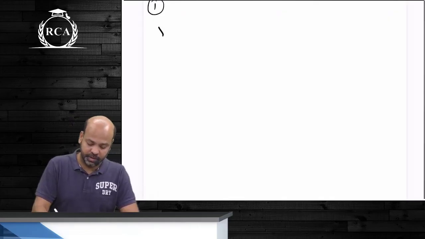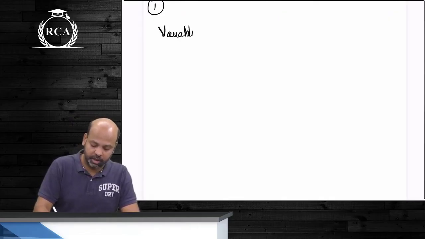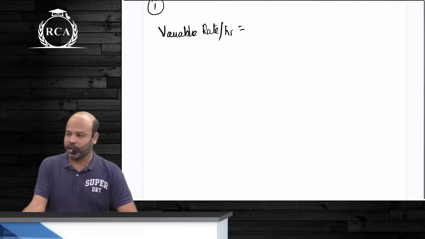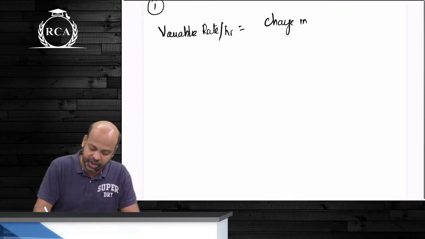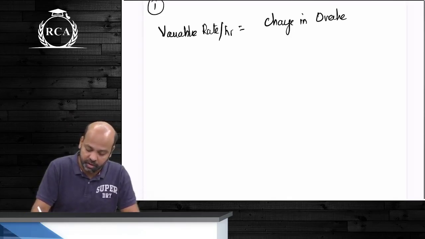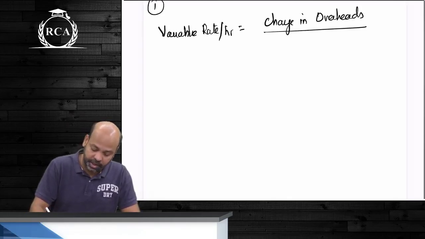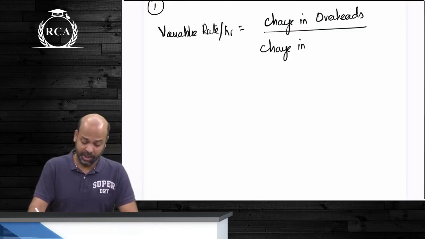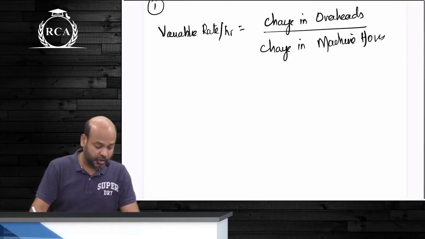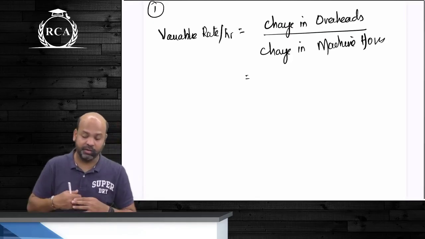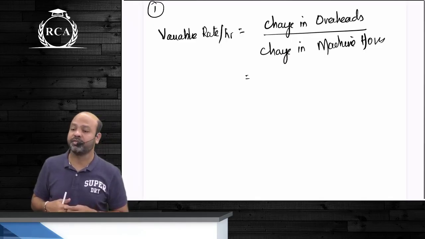Answer to the first bit guys will be variable rate per hour. I know you cannot see the screen, but I have explained it already. You will write variable rate per hour beta as change in overheads divided by change in machine hours. I repeat, variable rate per hour will be change in overheads divided by change in machine hours. For change in overheads, beta, you can pick up any two activity levels. There's no compulsion that you have to take only first and second.